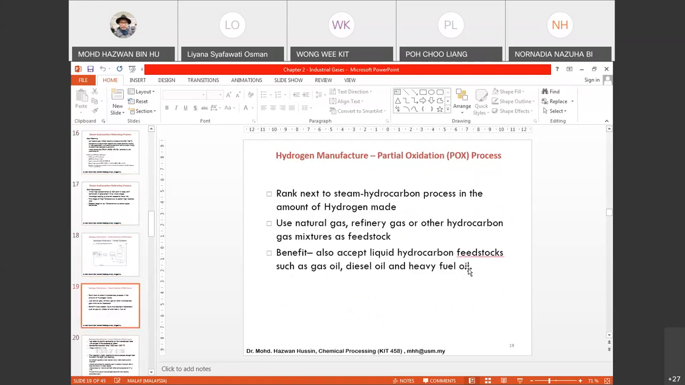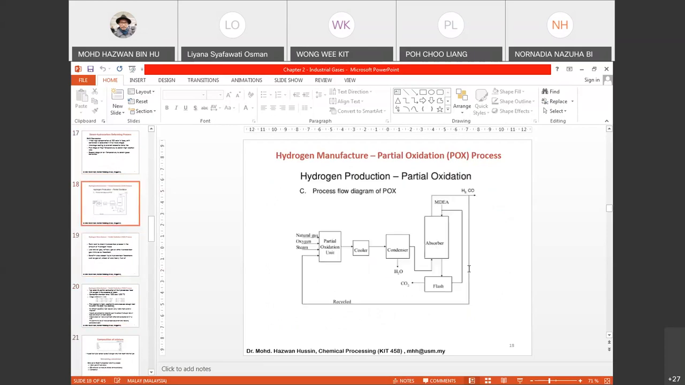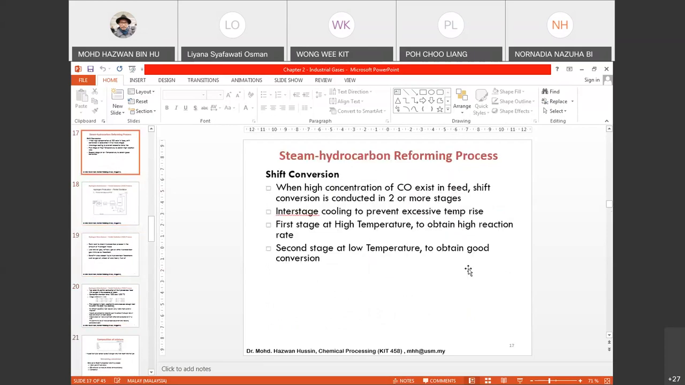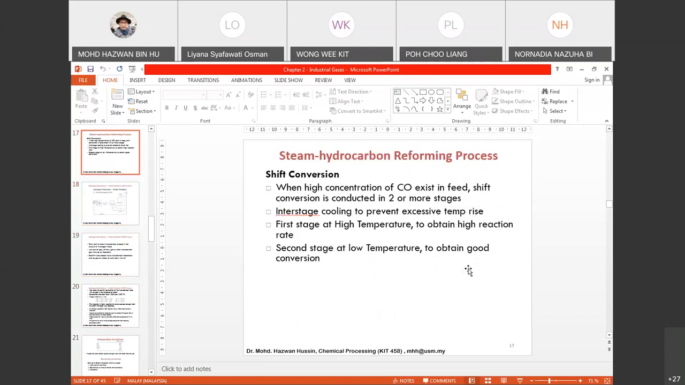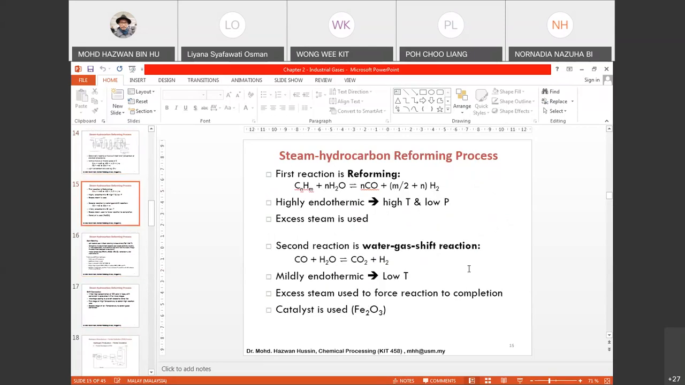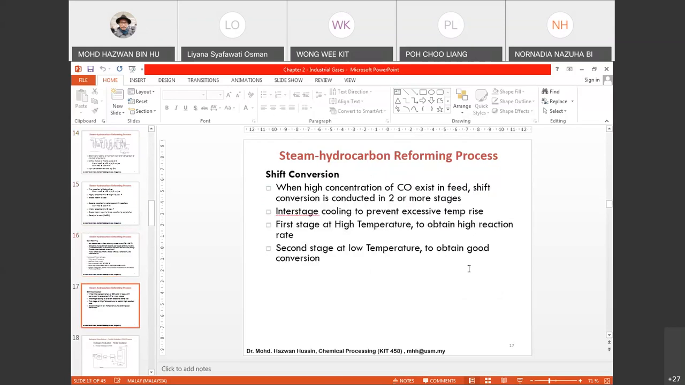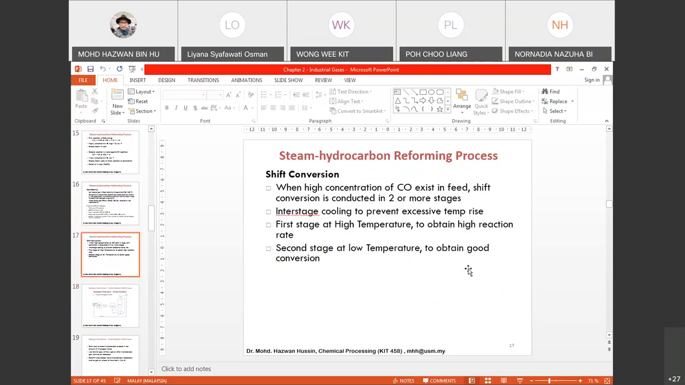So is there any question so far? Any question so far on CO2 and hydrogen gas? I think for CO2, you've learned about fermentation process and purification. And then for hydrogen gas, we have learned from electrolysis and also the first step, the steam hydrocarbon reforming process. We still have another process which is known as partial oxidation process. But before that, let me ask whether you guys have any question so far. Anything that you want to ask?